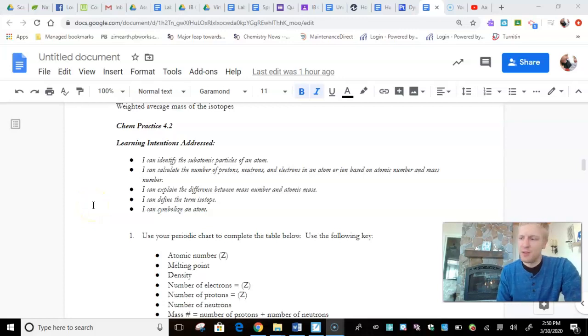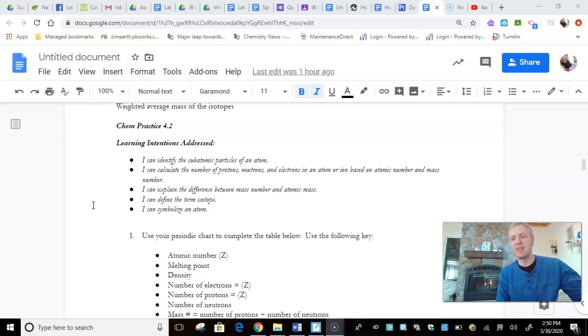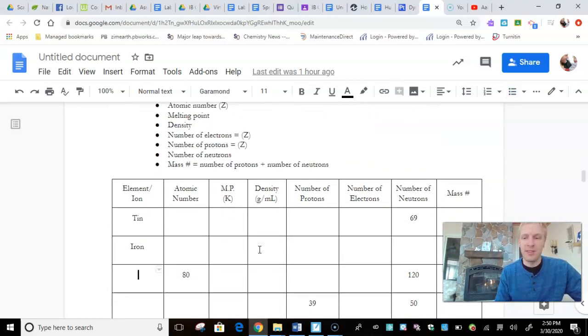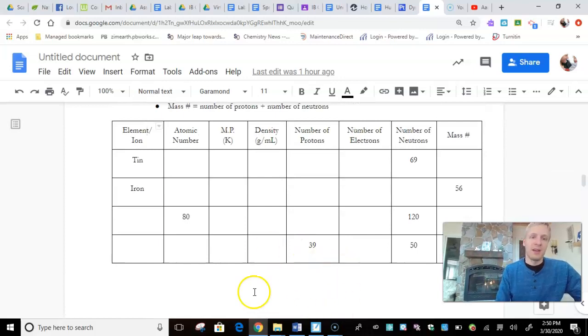Hello! In this video I'm going to talk to you about how to find the number of protons, neutrons, electrons found in any given atom. So here are the practice sheets that we are going to be working on. Here it gives us the particular element or ion is tin. As for the atomic number, melting point, density, number of protons, electrons, neutrons, and the mass number.